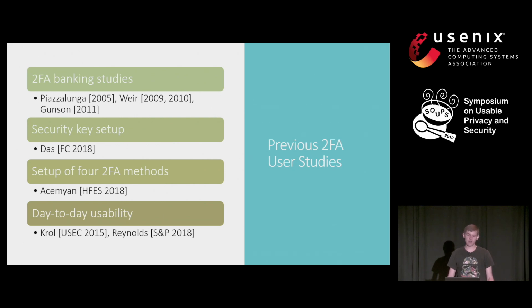The study that's most similar to ours is Ismail et al. They set up 4 of the 5 two-factor authentication methods that we're studying on Google. Interestingly, we found the same order of which were the most usable and which were the least usable for our SUS scores. But they had more negative results than we found. Part of that may be due to the fact that in between their study and our study, Google did make some changes to that setup process, so that's encouraging. And finally, there have been some studies on the day-to-day usability of security keys, including the talk that you just heard about.